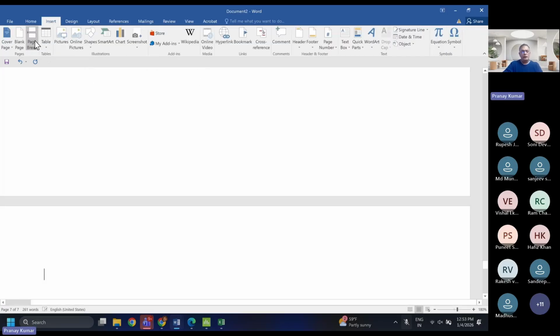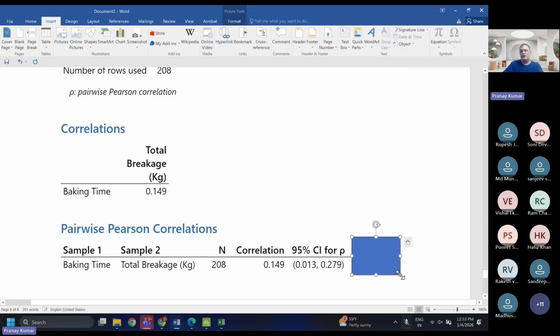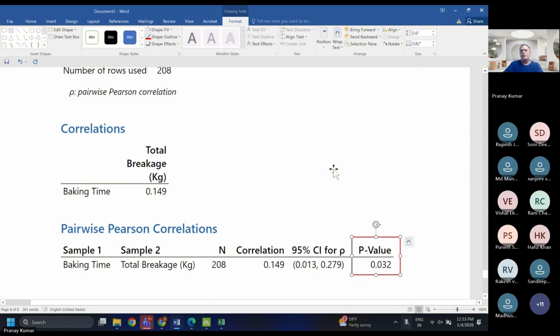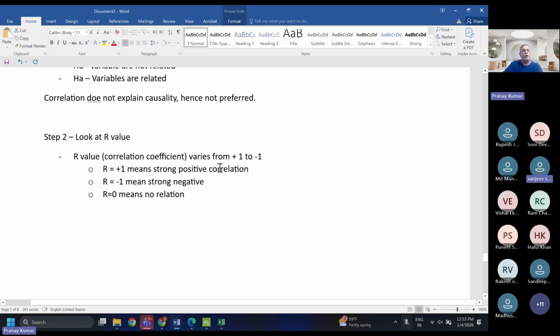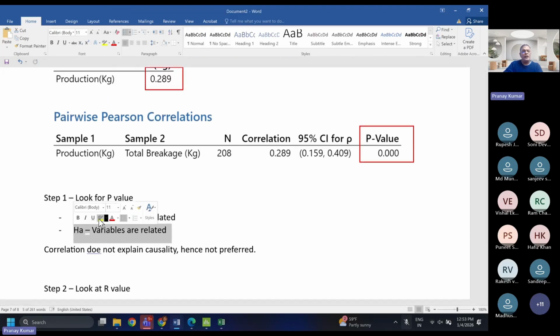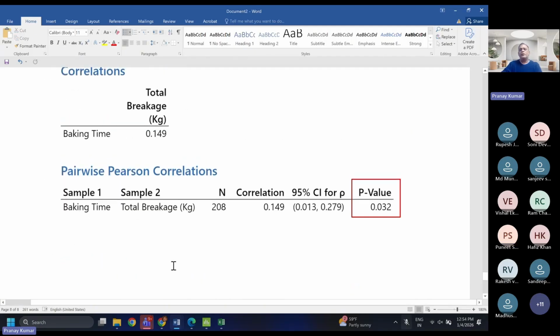Insert page break. Again, I will start with looking at my p-value. What is my p-value telling you? Is it greater than 0.05 or less than 0.05? Less than 0.05. Now look at the lingo. What does alternate say? Variables are related to each other. So we will conclude that baking time and breakage are related to each other. We are not saying impacting anymore.